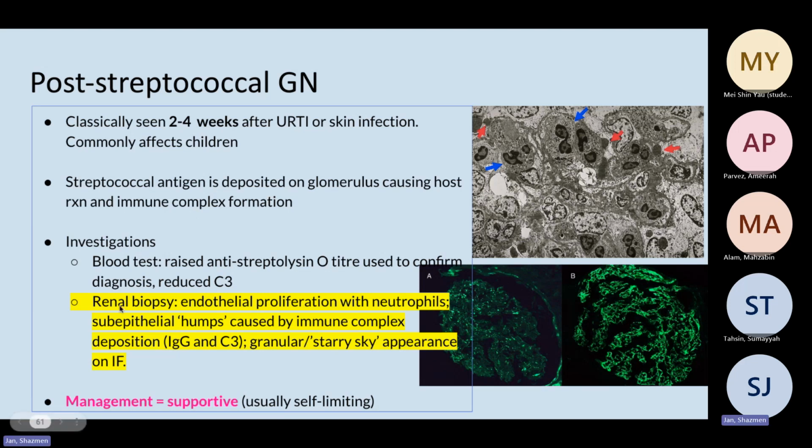Definitive diagnosis would be a renal biopsy, and you would see endothelial proliferation with neutrophils. You'd also see subepithelial humps, which are caused by these immune complex deposits. A key buzzword is that if you do immunofluorescence of the biopsy, it would appear like a starry sky, with this granular appearance. In terms of management, it's just supportive, similar to HSP, because in most patients it's self-limiting and resolves on its own.